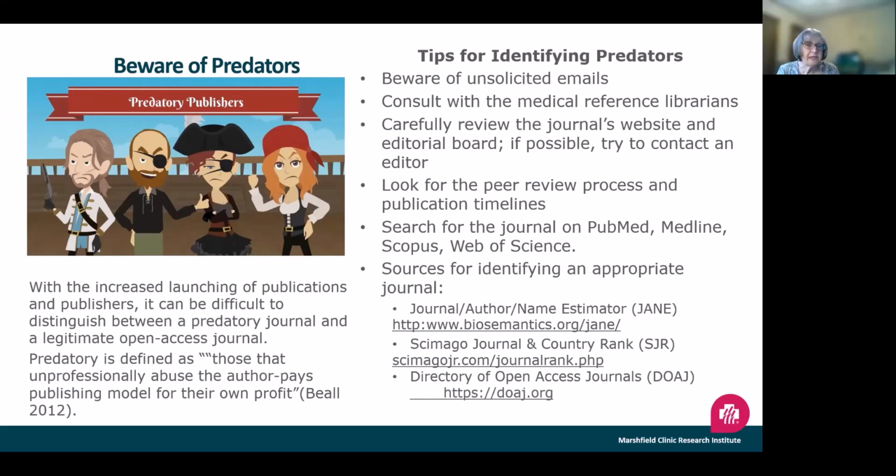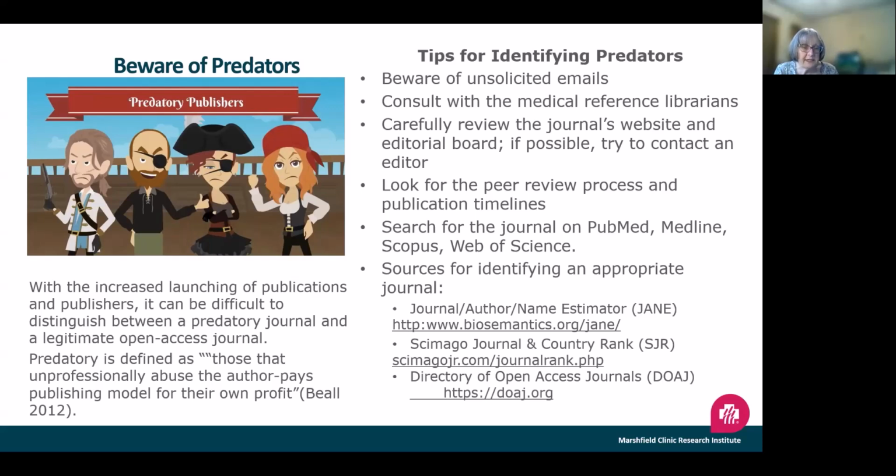Some tips for identifying a predatory journal: first of all, beware of unsolicited emails. Unless you are a top scientist in your field, most journals are not going to come looking for you. So if you get an email saying, we heard about what a wonderful scientist you are and about your great work, and we'd really like you to publish in our journal, most of the time those are going to be emails from a predatory journal. So make sure you consult with your medical reference librarians. They're good people for you to have. They can help you identify things.